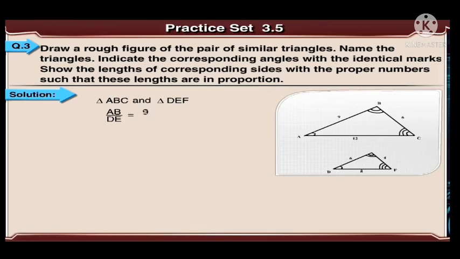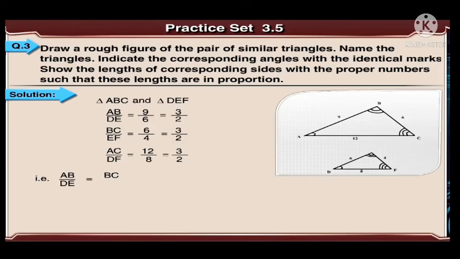In these two triangles, AB upon DE is equal to 9 upon 6, that is equal to 3 upon 2. BC upon EF is equal to 6 upon 4, that is equal to 3 upon 2. AC upon DF is equal to 12 upon 8, that is equal to 3 upon 2. That is, AB upon DE is equal to BC upon EF is equal to AC upon DF, that is equal to 3 upon 2.